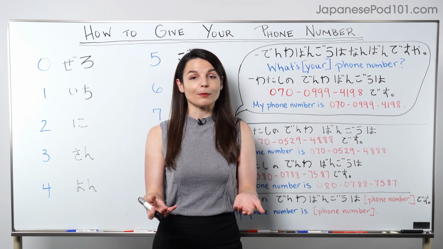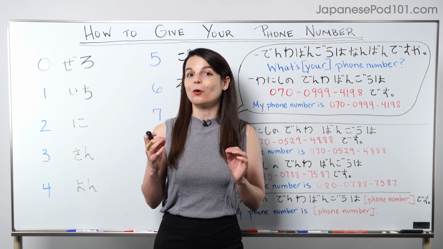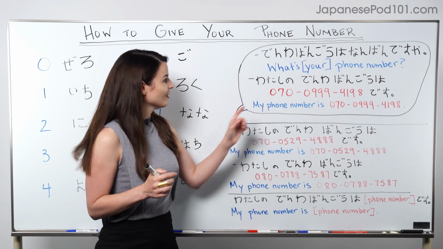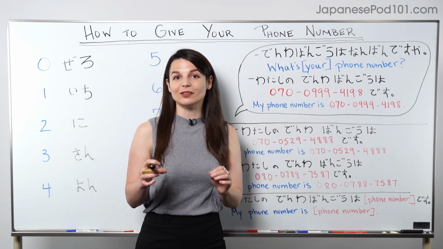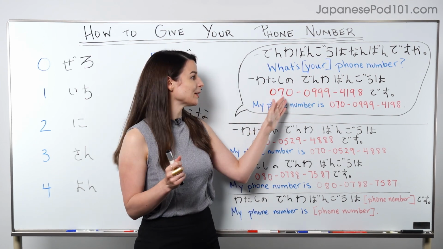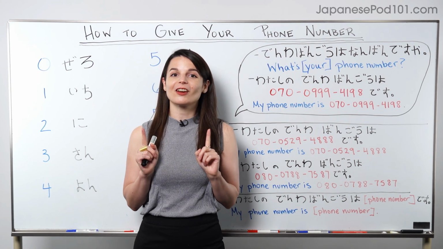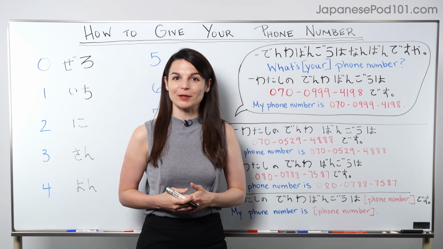Okay, let's cover one quick cultural point related to giving your phone number. When you give your phone number, or when someone else gives their phone number, you might hear no being used. These dashes in the phone number are sometimes read as no. They kind of help the listener understand where the spaces between the numbers are. So if you hear no used when someone gives you their phone number, that's what this means.